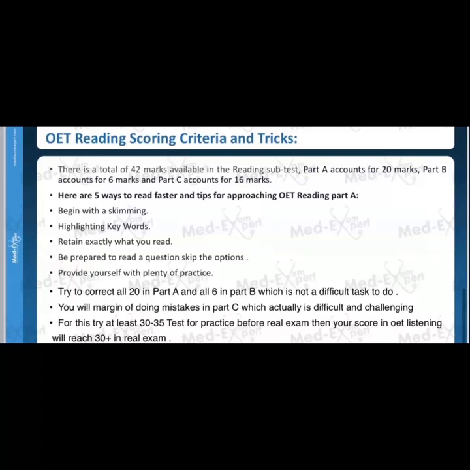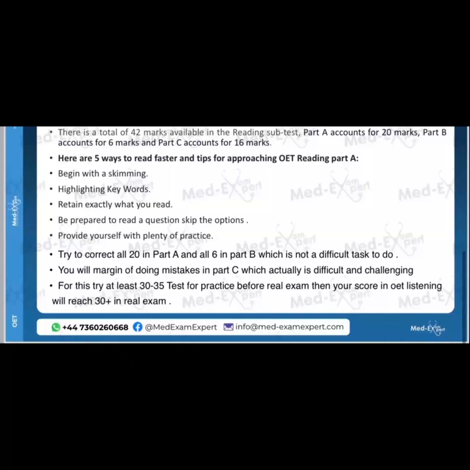Here are 5 ways to read faster and tips for approaching OET reading Part A. You have to begin with skimming. Skimming means you have to go through the passage, okay? This is basically an overview of the paragraph or passage given. It should be very fast, a fast reading type of thing, so you are not missing anything. This is called skimming. Next, highlighting the keywords.